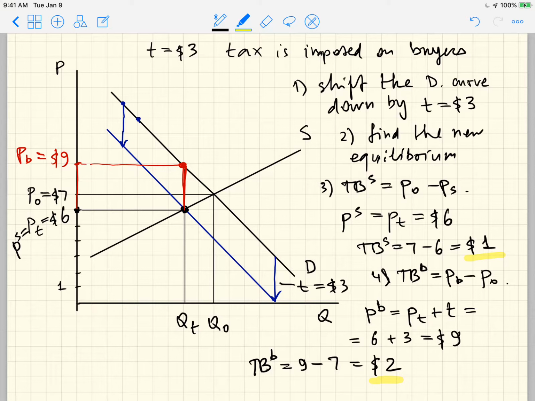So for today, we just want to make sure we understand all this, the logic of what we were doing. So we understand how we measure tax burden and what these tax burdens are in both cases, even though again they end up being exactly the same.